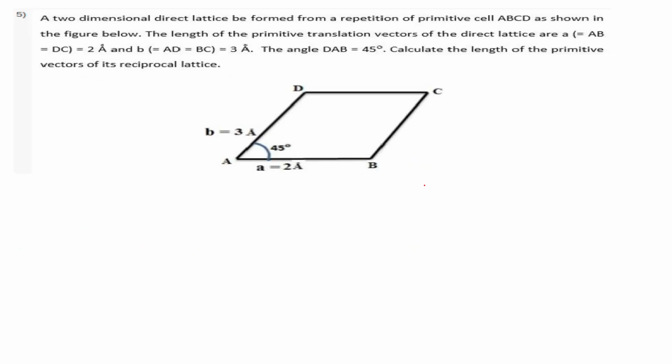So we will go to the next problem. A two-dimensional direct lattice is formed from a repetition of primitive cell ABCD shown in the figure below. Length of the primitive translation vectors of the direct lattice: a is equal to AB is equal to DC, 2 angstrom, and b is equal to AD is equal to BC, 3 angstrom. The angle DAB is 45 degree. Calculate the length of the primitive lattice parameters. Okay.